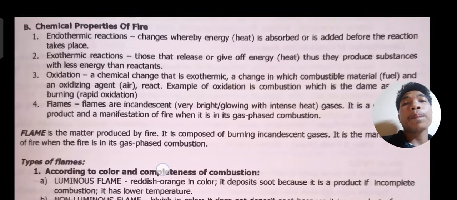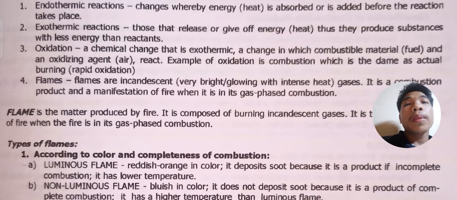Next are the chemical properties of fire: the endothermic reaction, exothermic reaction, oxidation, and flames. Number one is the endothermic reaction. These are changes whereby energy, heat, is absorbed or added before the reaction takes place. So endothermic absorbs energy from its surroundings, while exothermic reaction releases or gives off energy. Heat, thus the products have less energy than the reactants. So exothermic is the opposite of endothermic: endothermic absorbs heat energy, while exothermic gives off heat energy. Next, we already discussed oxidation.